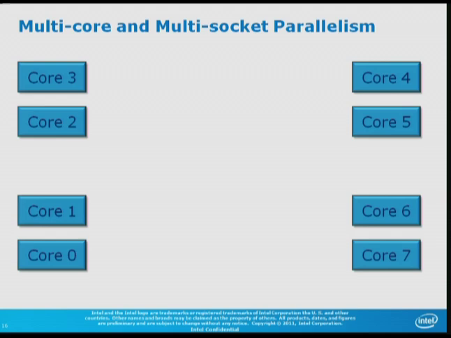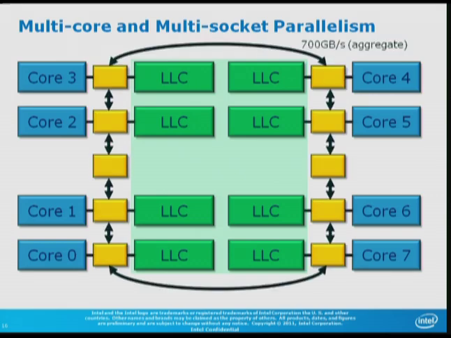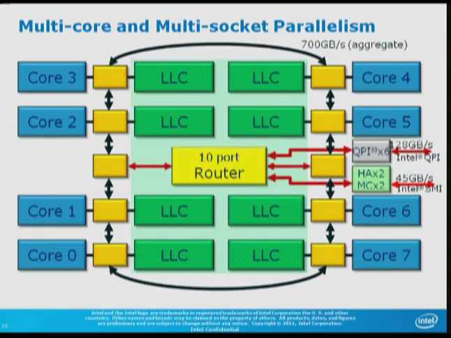So finally, the most obvious part of multi-core parallelism is what I call multi-core, multi-socket parallelism. We have 8 cores talking to 8 last level cache slices via a high bandwidth, 700 gigabytes per second ring interface. And obviously, if you want to have good multi-socket scaling, you need to be able to get off the socket quickly. To that end, attached to the ring we have a 10-port router, which gets us to our QuickPath links, providing 128 gigabytes per second of aggregate bandwidth.